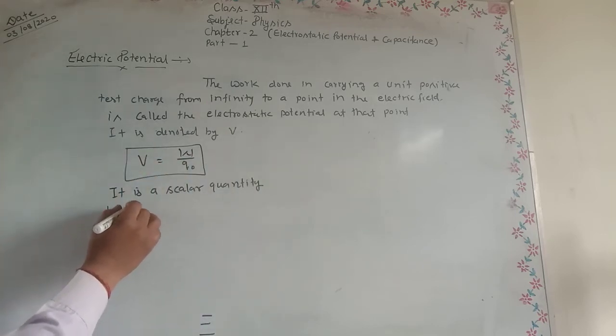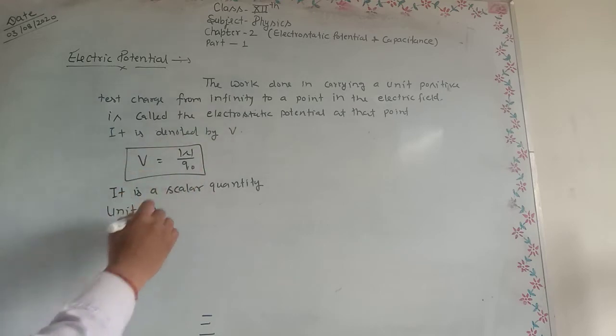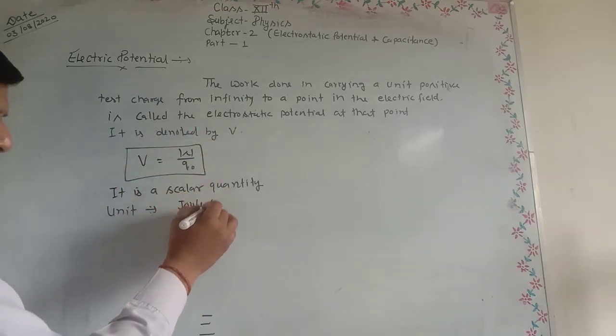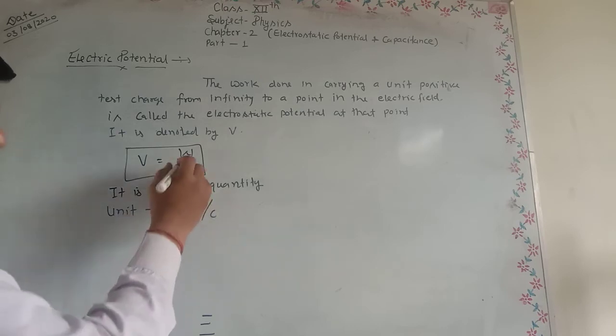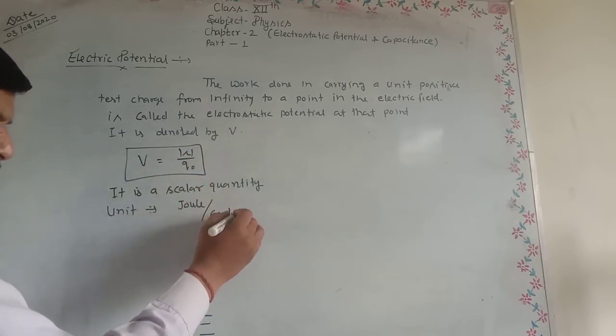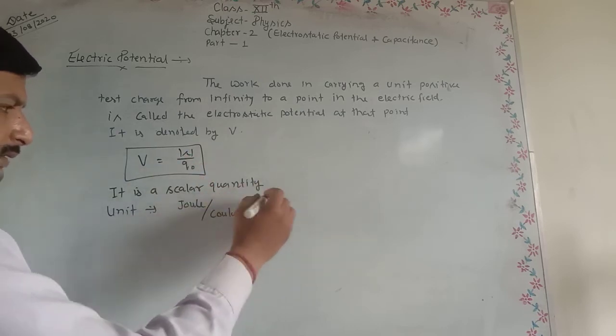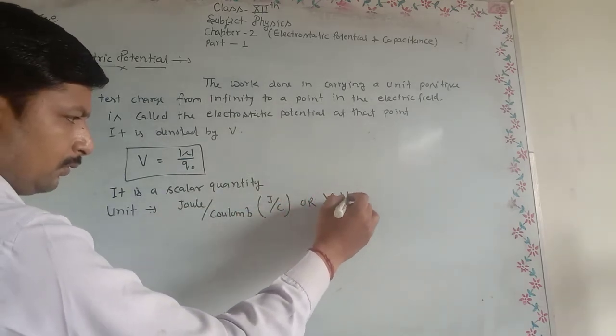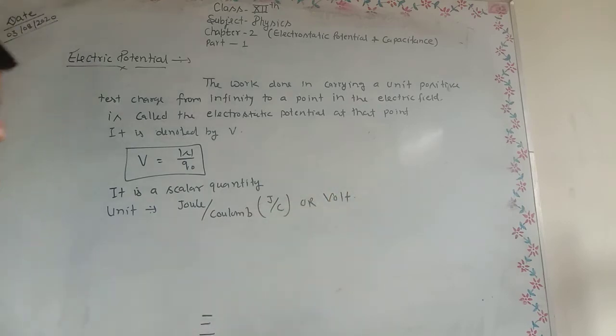Unit of electric potential: unit of work joule upon unit of charge coulomb. Okay student, joule per coulomb, which is called the volt.